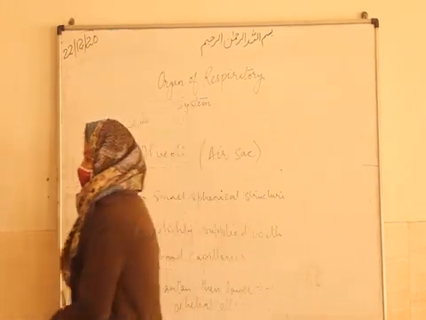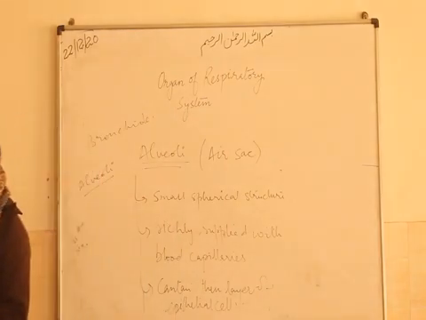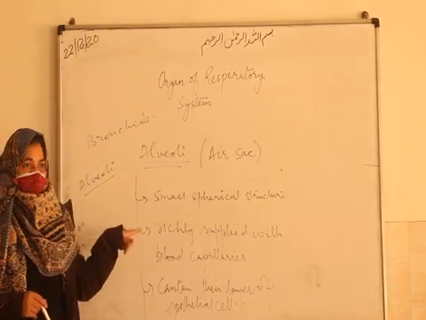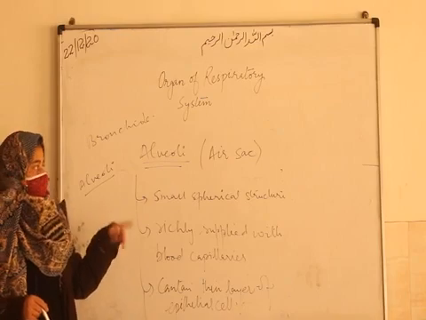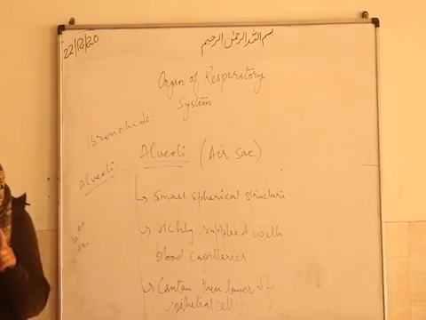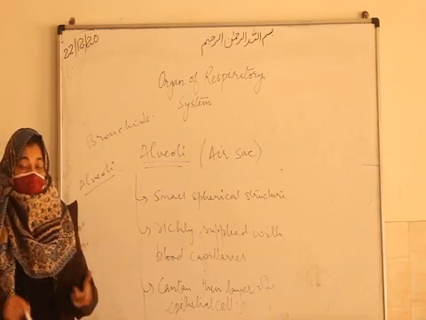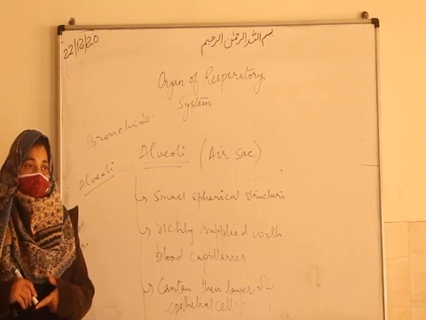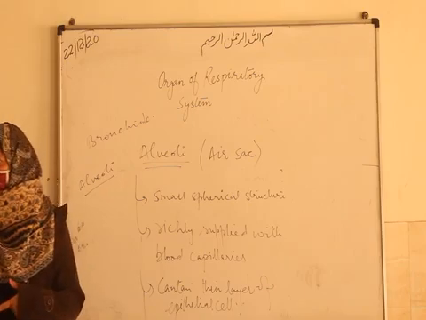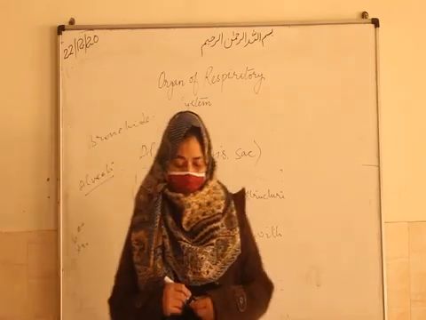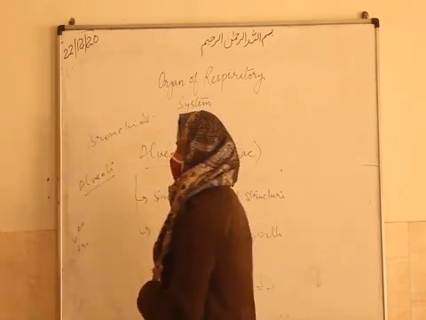So you can say that alveoli are the functional unit of the lung. Though the whole passage from nostril to bronchioles is very important, the actual work that your body needs occurs in alveoli. So they are the functional unit of the respiratory system.